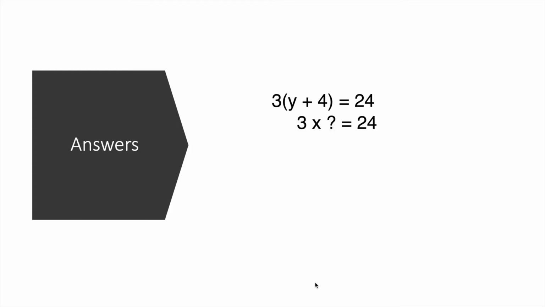Now that one question was simply 3 times what is 24. 3 times something is 24. If you know what that something is, you know what that bracket equals. So that something is 8. Therefore that bracket equals 8. What do I add to 4 to make 8? Well, I add 4. So the unknown y must be 4.